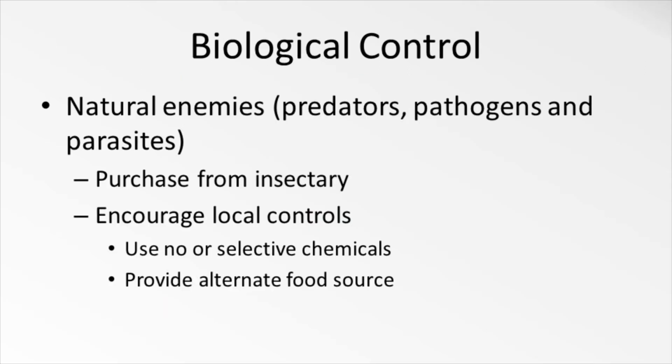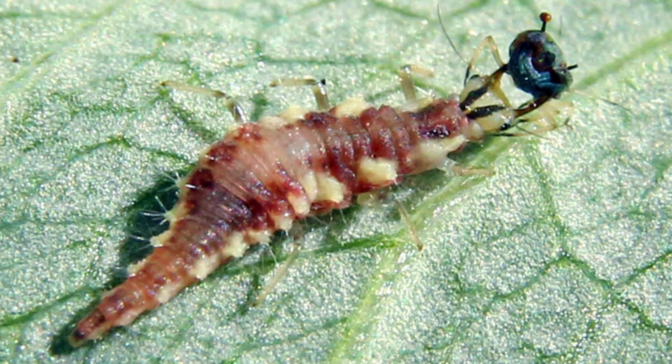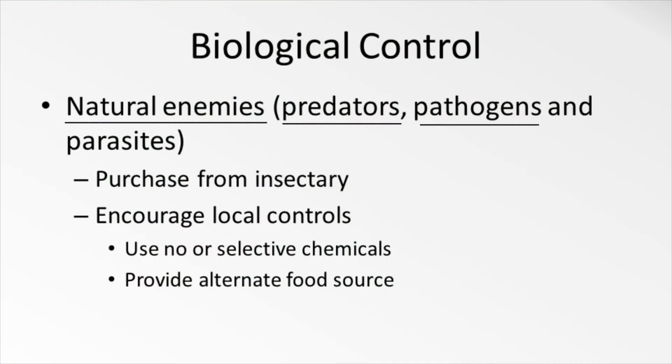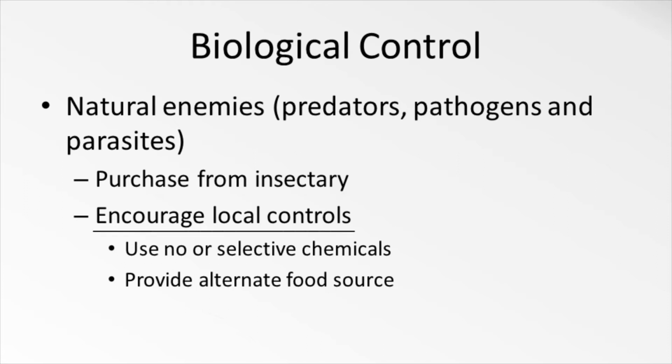Biological controls represent a natural balance. They're the natural enemies that keep pests in check in a well-balanced ecosystem. Natural enemies include predators, like this lacewing larva you see devouring an aphid, pathogens, and parasitoids. You can sometimes find these for sale at garden centers and in mail-order catalogs. However, effective biological control can also be accomplished by simply encouraging your local population of natural enemies to hang out in your flower and vegetable garden.